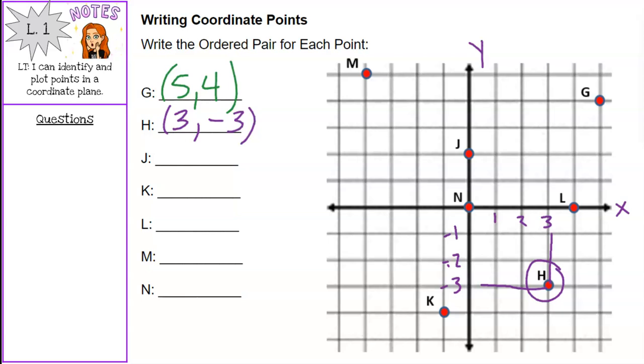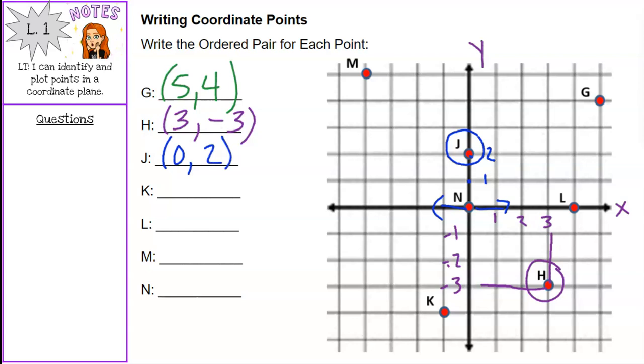Point J is right here. So if we look, we didn't go left on the x-axis and we didn't go right on the x-axis. We just went straight up. So that x number is 0, and we went up 1, 2. So we are at 2 on our y-axis. So it would be (0, 2).